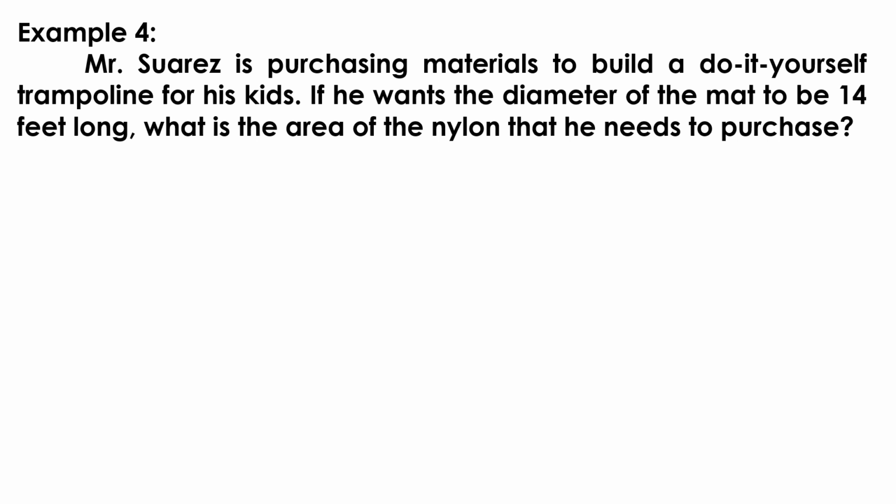Next, example number 4. Mr. Suarez is purchasing materials to build a do-it-yourself trampoline for his kids. If he wants the diameter of the mat to be 14 feet long, what is the area of the nylon that he needs to purchase? So since the given is a diameter which is equal to 14 feet long, we have to divide it into 2, which will give us the measurement of the radius, which is equal to 7 feet.